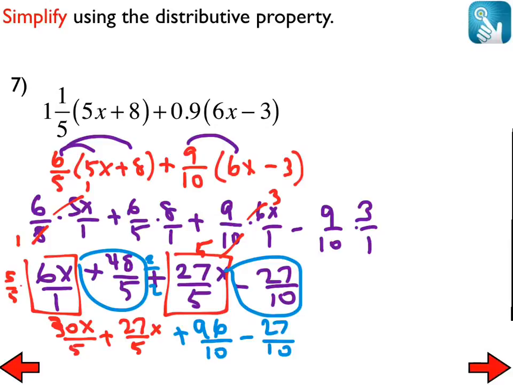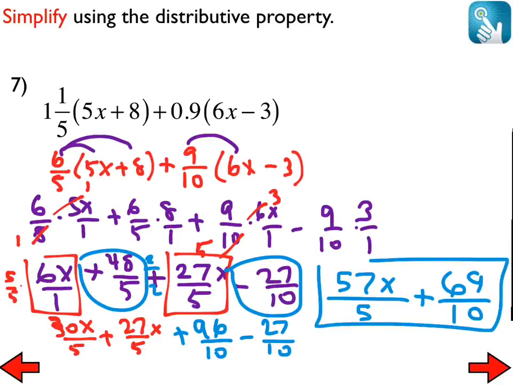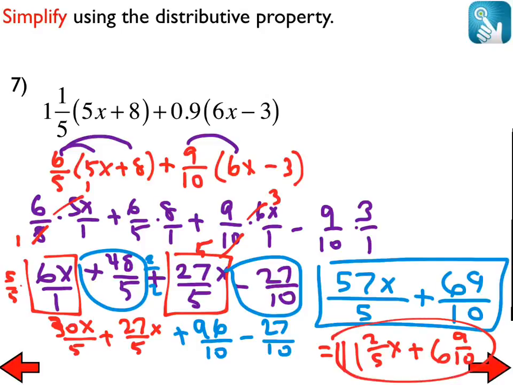What's 30 plus 27? 57x over 5 plus what's 96 minus 27? 69 over 10. And you can leave it this way, or you can make it into a mixed number. 11 and 2/5 x plus 6 and 9/10. Both of these are acceptable.